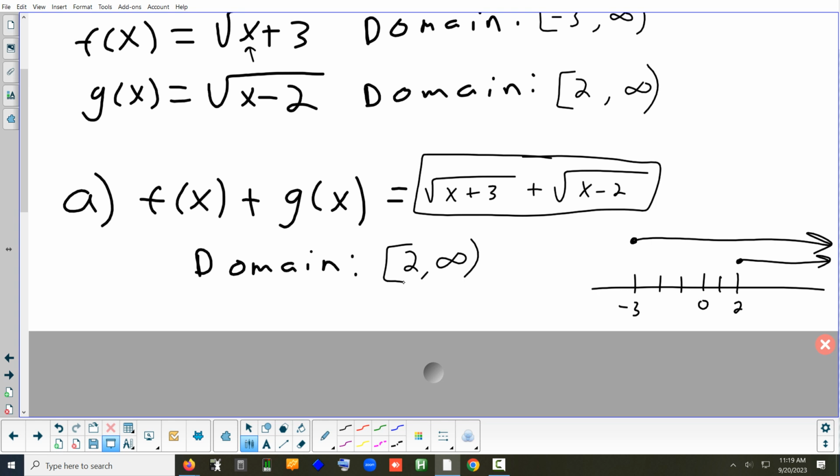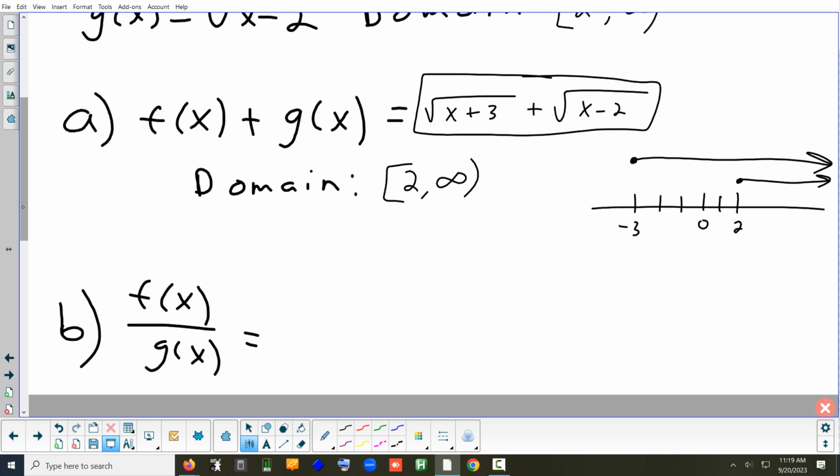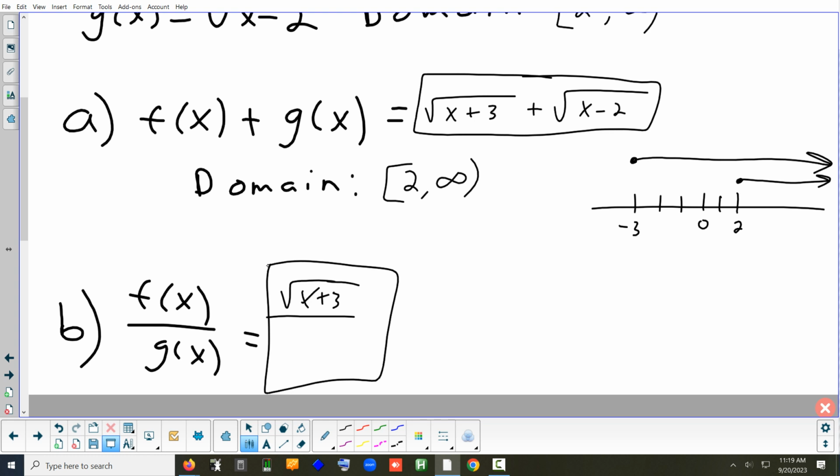All right, so that's combining them with addition. Let's combine them by dividing. And I'm not worried if we leave a square root in the bottom. I mean, it's not great, but it's okay because it's not the focus right now. But what would go in the top here? The square root of x plus 3. And in the bottom? Square root of x minus 2. So there's the function you get when you divide them.